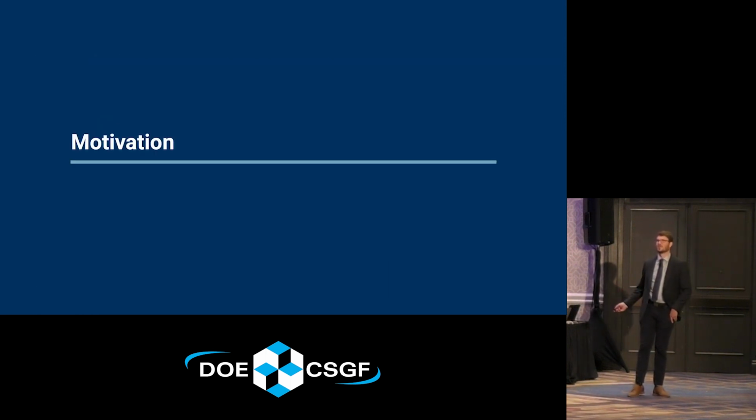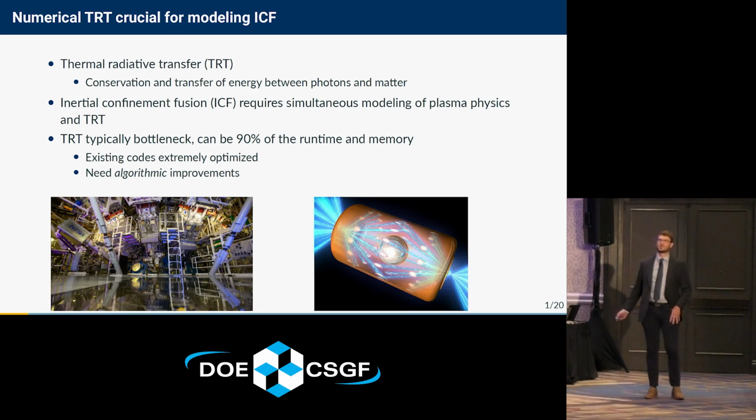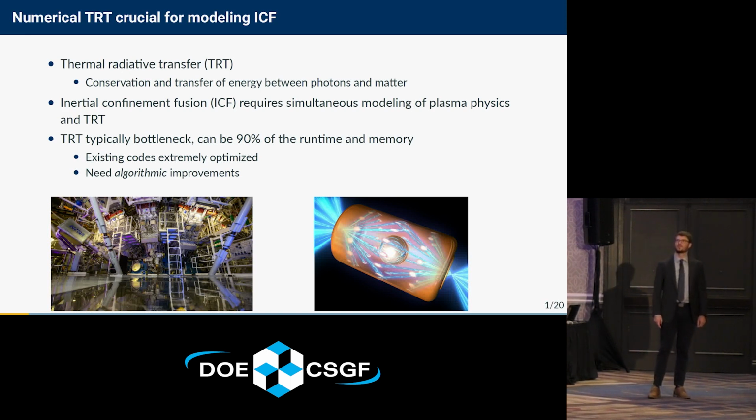So on to motivation. Why did I do this work? The key is that numerical thermal radiative transfer is crucial for inertial confinement fusion. Thermal radiative transfer describes the conservation and transfer of energy between photons and matter. It's a dominant form of heat transfer in the conditions of ICF, and so modeling ICF requires the simultaneous modeling of plasma physics and thermal radiative transfer.